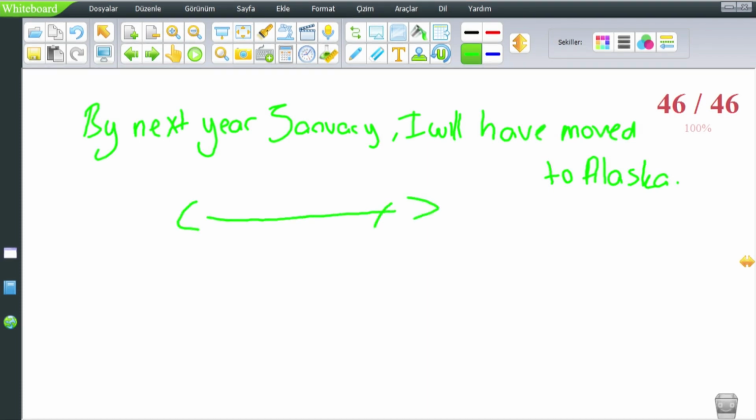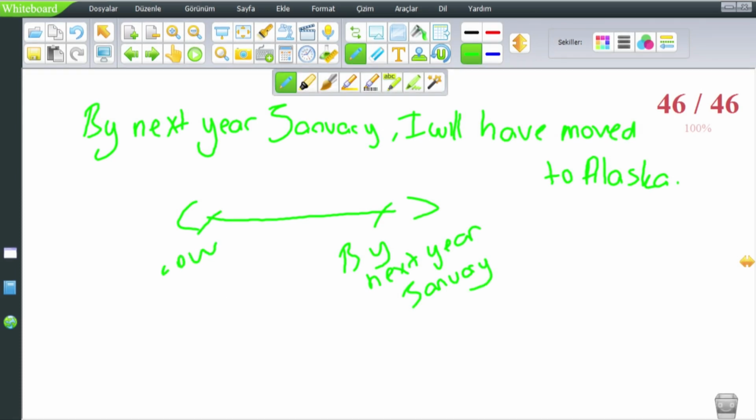It's a prediction that is expected to be completed till the time given. In this particular example, my time limit is by next year, January. Around this time, I will have moved to Alaska. We don't know the exact date. We don't know when it will be completed or done, but we know that it will be done till here.